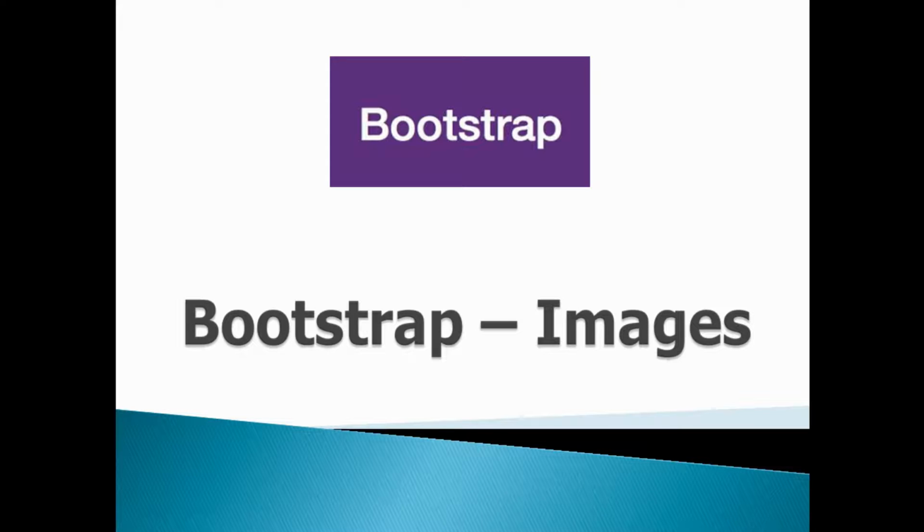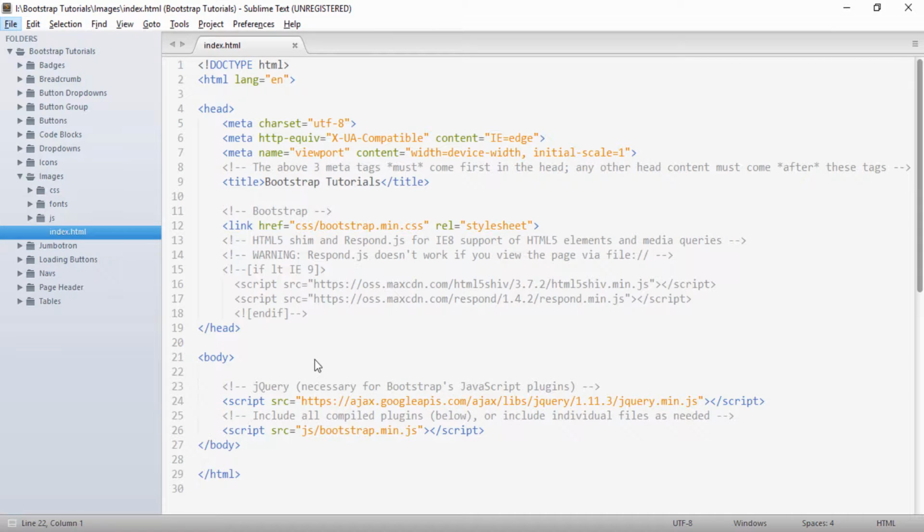Friends, in this tutorial we will discuss the classes available in Bootstrap which support images. Bootstrap has classes which can make images responsive, which can align the images to left, right and center, and also provide a shape to the image. So let's go to our Sublime Text editor and see how we can demonstrate those classes. First, we will see how Bootstrap classes help in giving shape to an image.